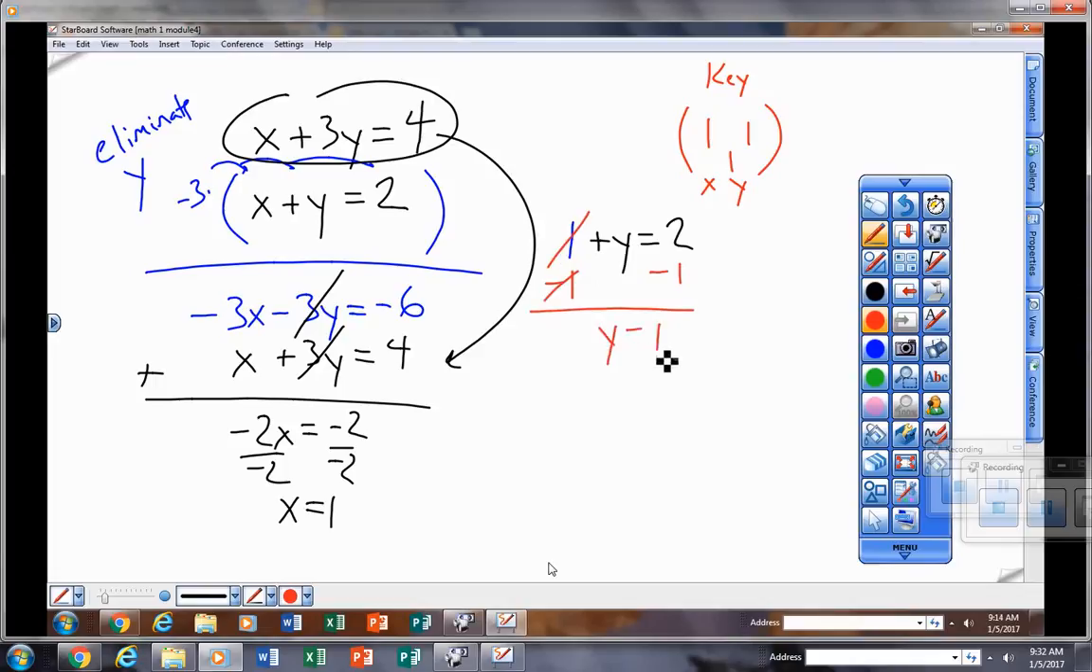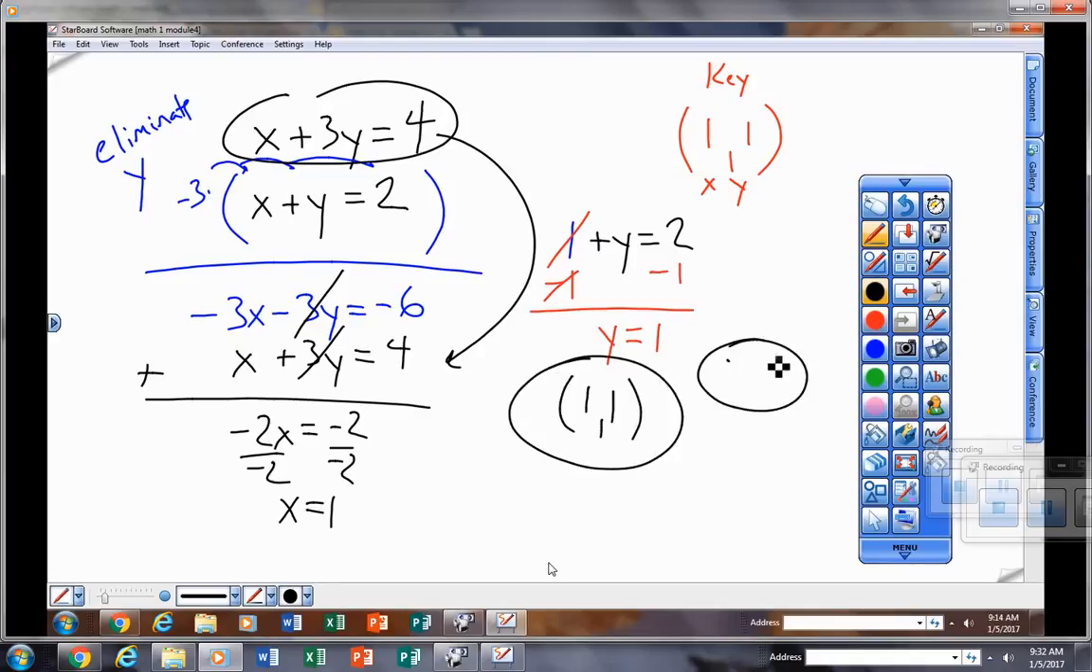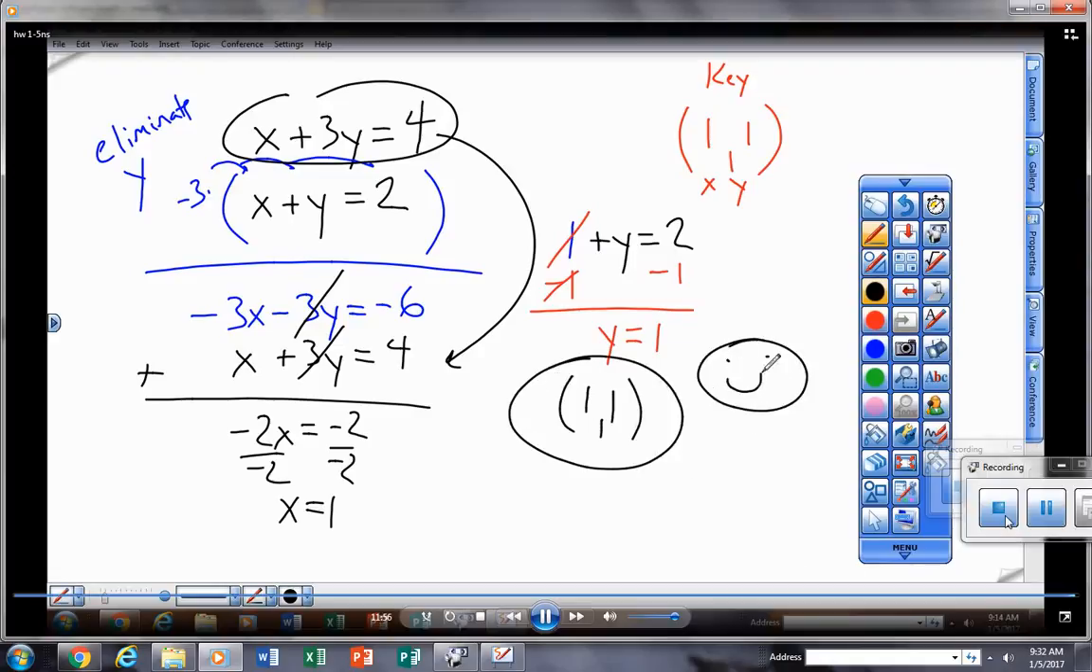So you could see both ways gave me the same answer. And then you can see both methods, linear combo and substitution, also give you the same answer. Show me tomorrow. Good luck.